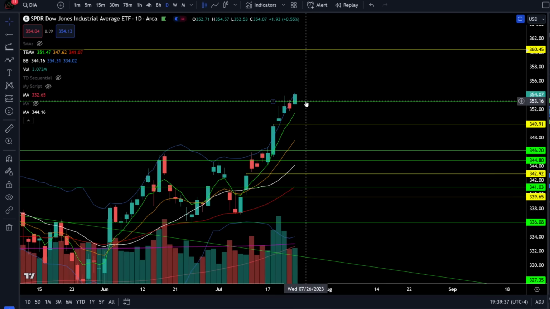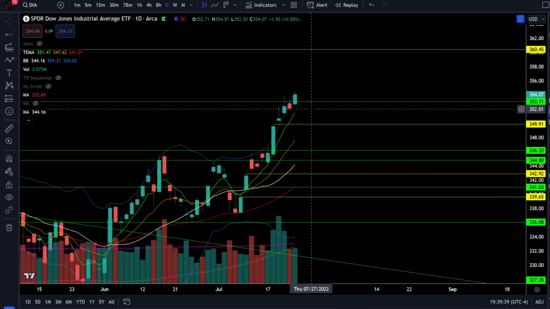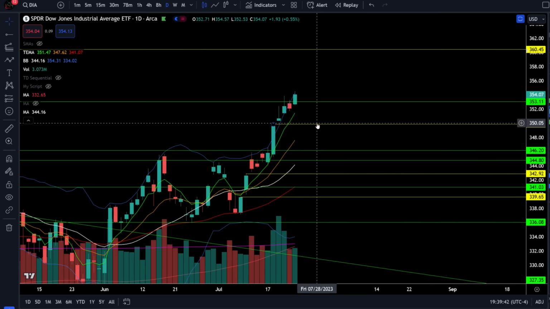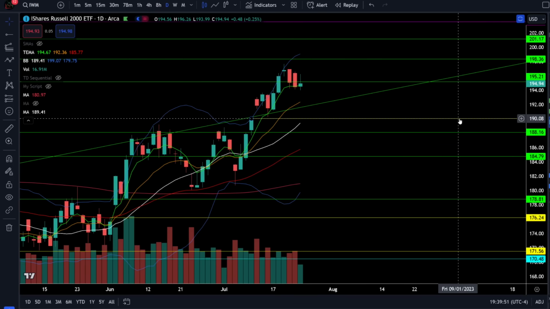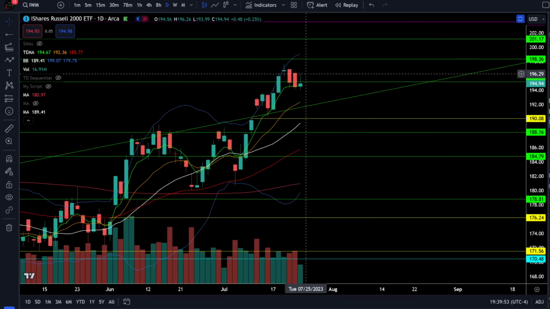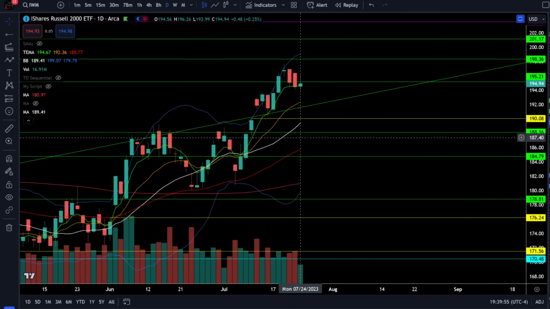So right now, the Dow Jones is looking very bullish above 353. And if we break down below 352, we're looking for the gap fill just below 350. And we're still bullish above the breakout at 346. On the Russell 2000 IWM ETF, we were up 0.25% today, and the Russell is still above all the moving averages with the price action, and we still have the bull trend.